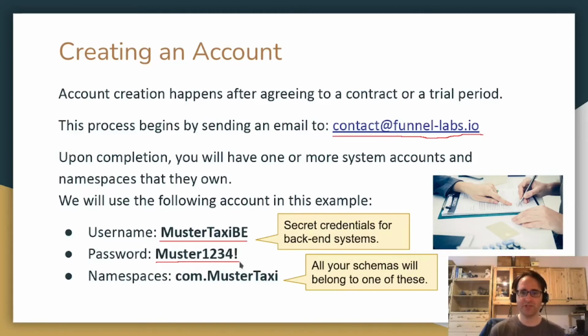This password should be kept secret. These credentials are for use in your backend systems. So we have our user called Mr. Taxi, BE for backend, and we have our password over here. Then you also have a collection of namespaces. When you define your data formats, all your data formats must exist in a namespace, and this namespace is used to organize data, but it's also used in the funnel system itself for distributing load and making sure the system runs as efficiently as possible.